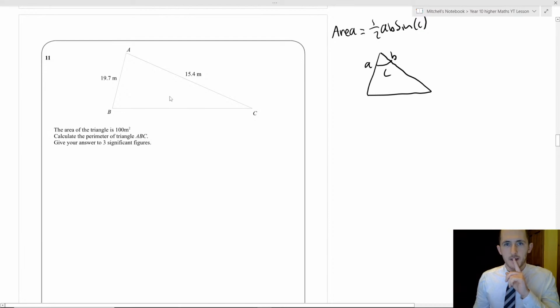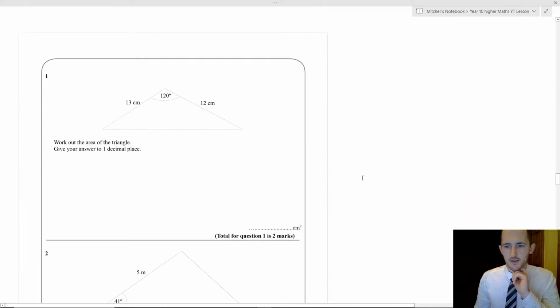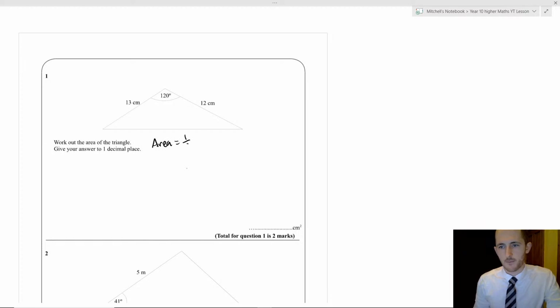Okay? This question, yeah, it's a 5-mark question. I want to come back to it. I want some practice with this on a slightly easier question, okay? Because this question is a bit long, okay? So if I go down, I actually have some questions here. So I'm going to rewrite area. I promise I'll do that question before we finish. Okay? Half AB sine C.